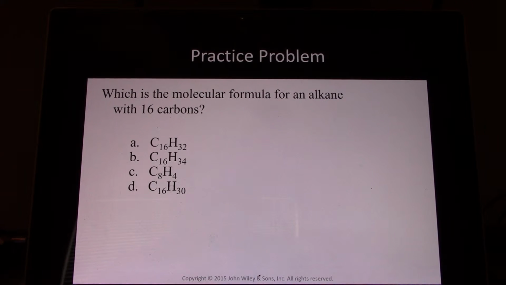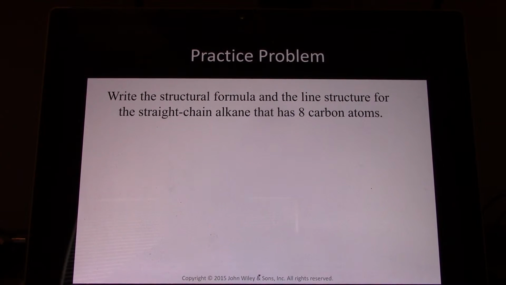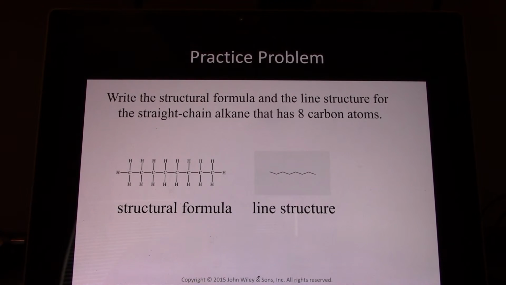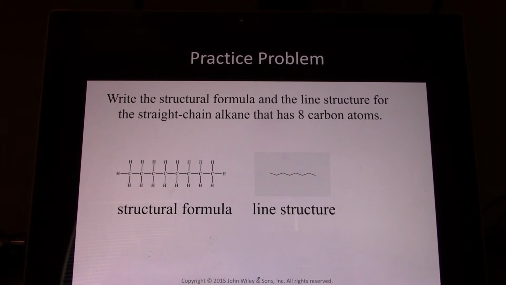So what is the formula for an alkane with 16 carbons? Well, 16 times 2 is 32 plus 2, 34. C16H34, because 16 times 2 plus 2 gives us 34 hydrogens. Write the structural formula and the line structure for the straight chain alkane that has 8 carbon atoms. We have the structural formula, and then we draw a line structure.